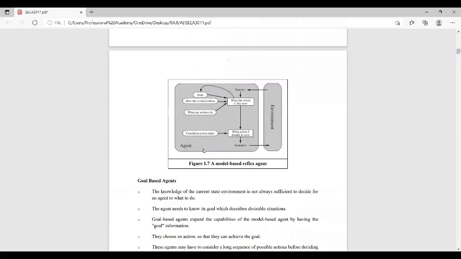So look at this diagram. It receives input through the sensor: what the world is like now, that is its current state; how the world evolves, that is its past state; and what my actions do. Then those feed into the if-then rule, the condition-action rule, which is checked, and it will perform actions and change the environment in that way.